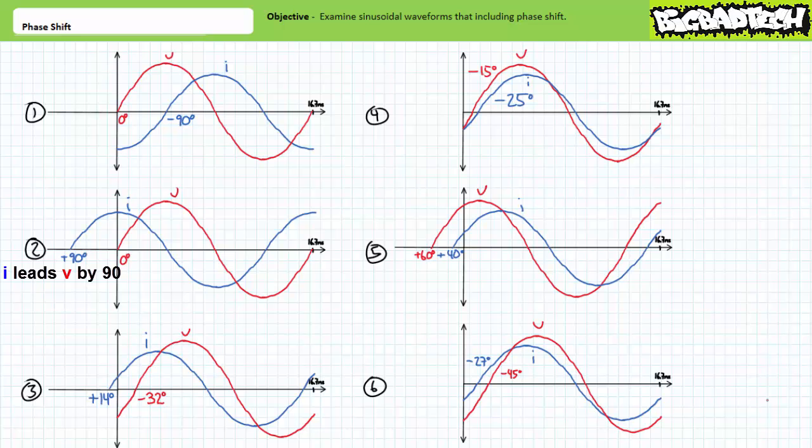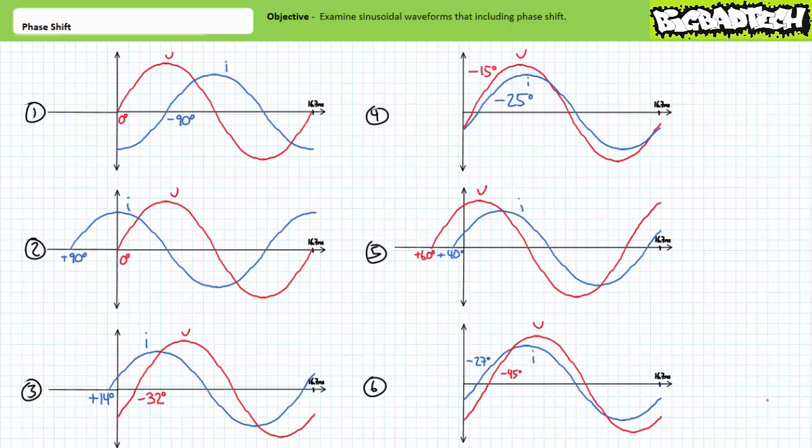As we'll learn in later lectures, this is a typical response for purely capacitive elements. The remaining example problems make use of voltage and current waveforms that both include phase shifts. For example, problem 3, given the voltage waveform in red has a phase shift of negative 32 degrees, and the current waveform in blue has a phase shift of positive 14 degrees, it can be said that current leads voltage by the absolute difference of 46 degrees.